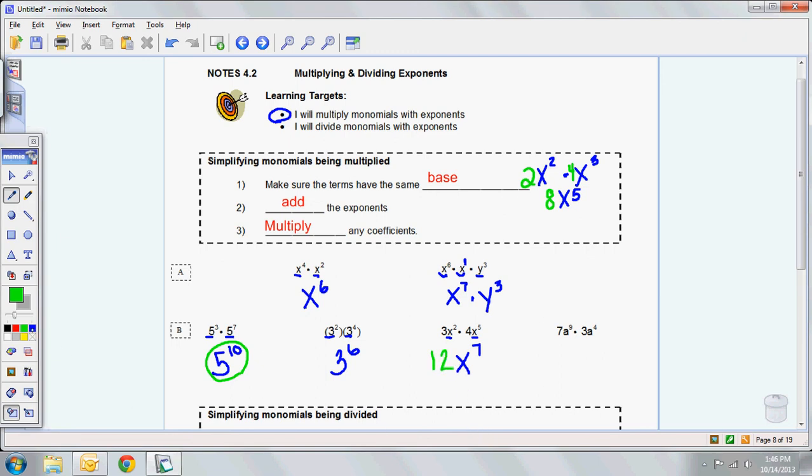Okay? Last one, just like it, my bases are a's. So I'm going to write down my base. I'm going to add those exponents, so I'd get a to the 13th power. And then I have coefficients that I have to deal with. So I'm just going to multiply those coefficients together. So I get 21 a to the 13th.